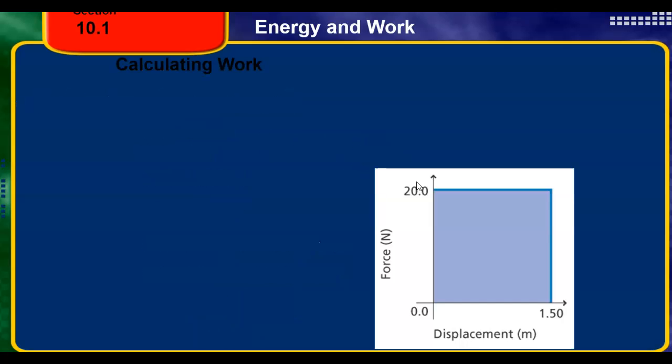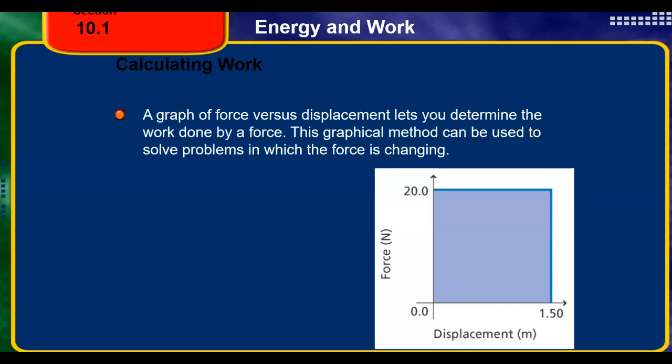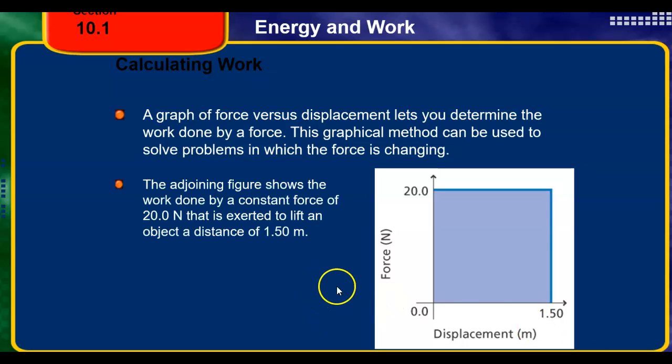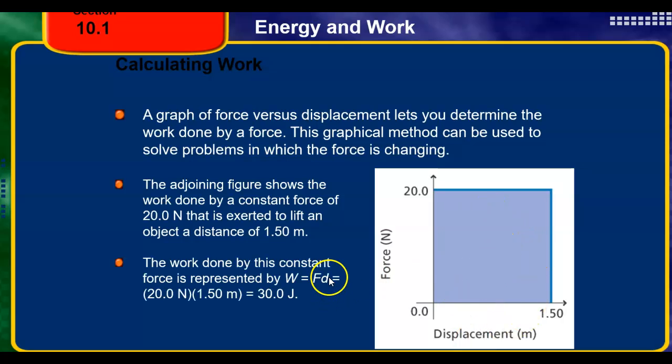All right, so now looking at graphs. A graph of force versus displacement can help you get the work done by a force. If you think back, work is force times distance, so force times displacement gets you the area under the curve. The area under the curve of a force versus displacement graph will get you the work done. So in this case, the force applied is 20 newtons, the displacement is 1.5 meters, so 20 newtons times 1.5 meters is 30 joules of work done.